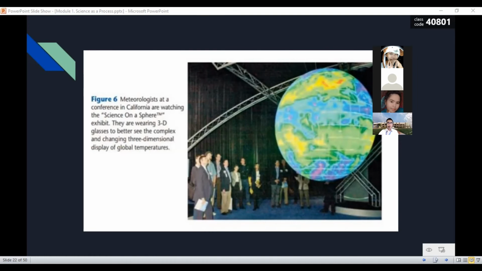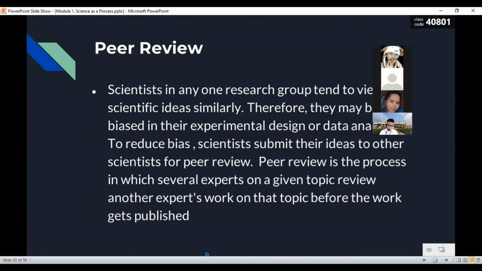Okay, let's proceed. Scientists in any one research group tend to view scientific ideas similarly. Therefore, they may be biased in their experimental design or data analysis. To reduce bias, scientists submit their ideas to other scientists for peer review. Peer review is the process in which several experts on a given topic review another expert's work on that topic before the work gets published.